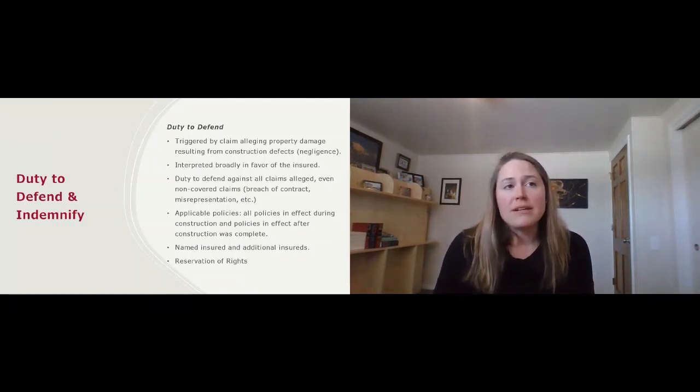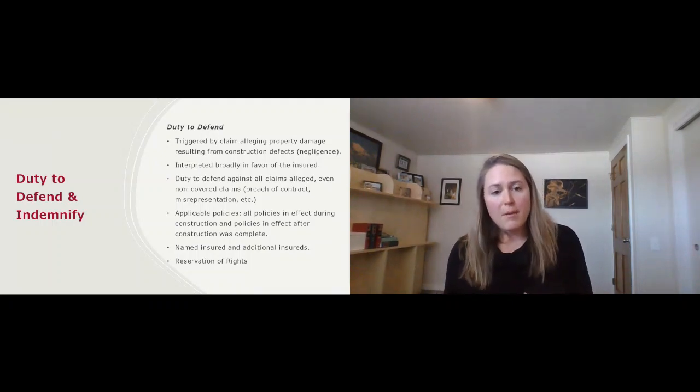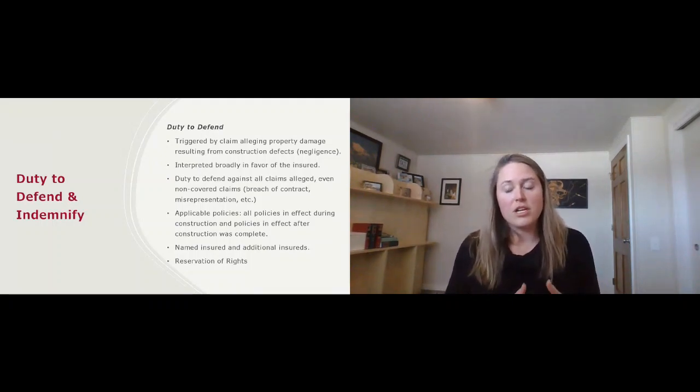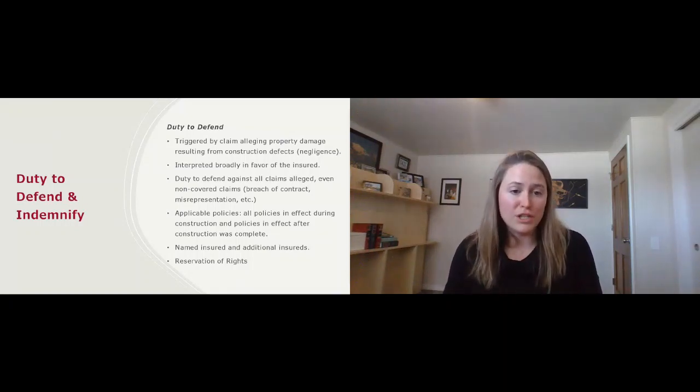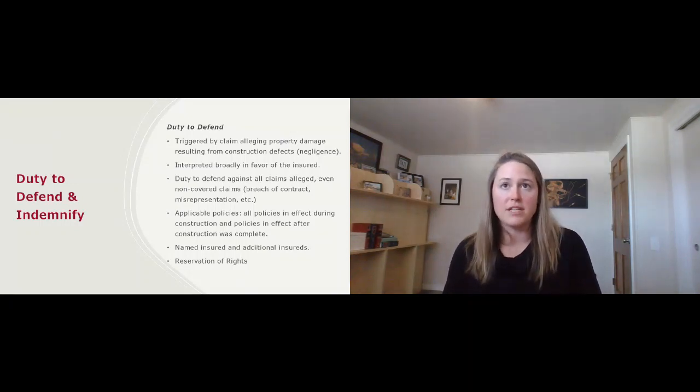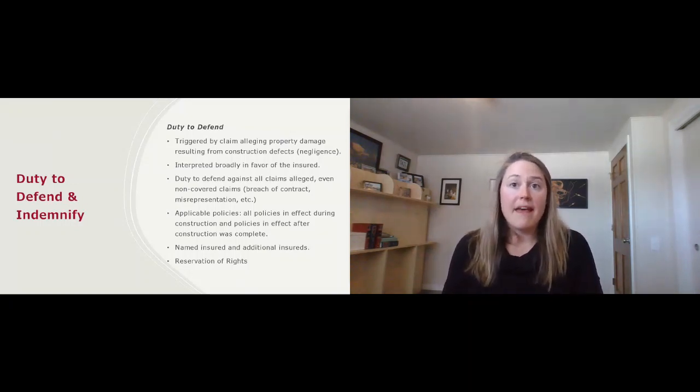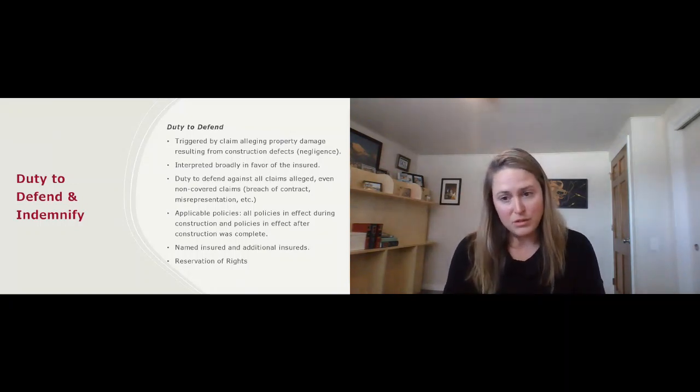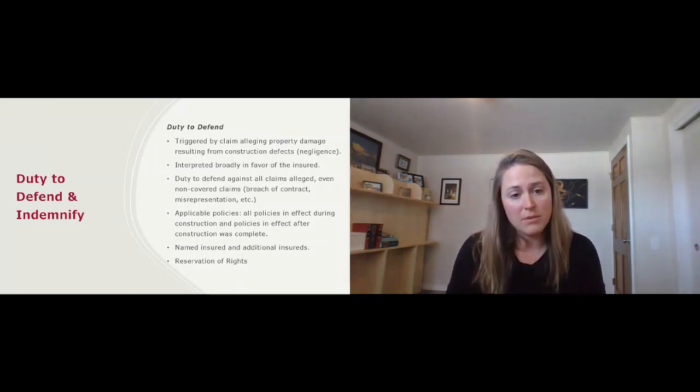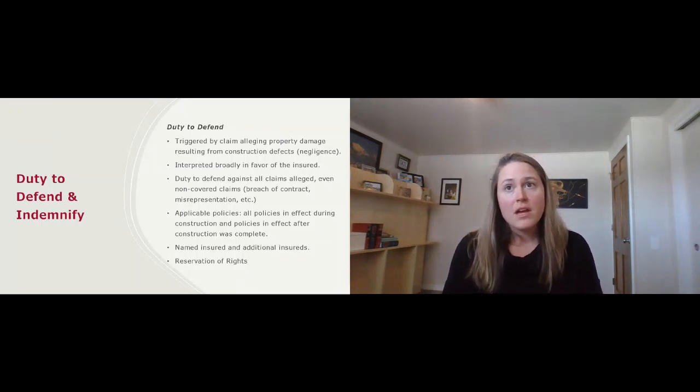The duty to indemnify is a little bit different from that, but just at the outset, before anything is proven in a lawsuit, just the claim itself, if there's any way that it could fall under your policy as being covered, then your insurance company will have a duty to defend you. And that means they will need to be footing the bill to retain an attorney for you and all the costs associated with defending you in litigation.